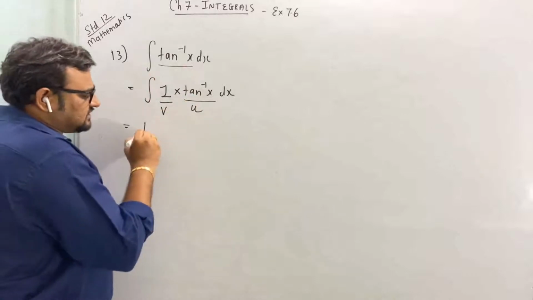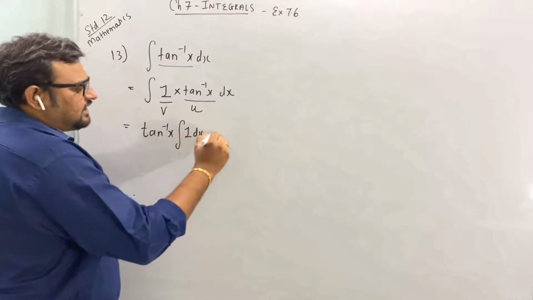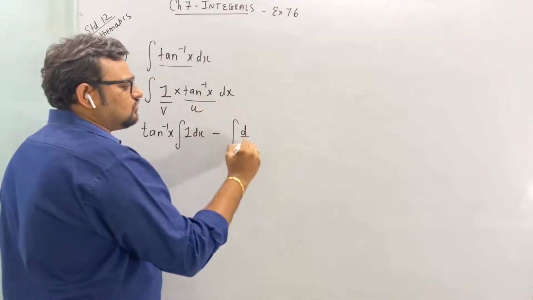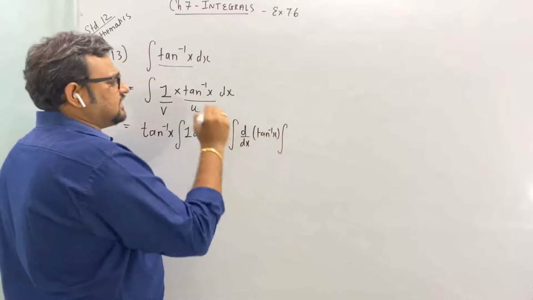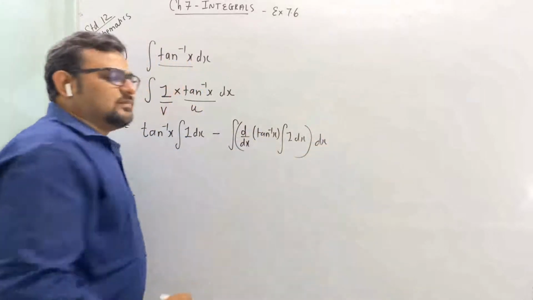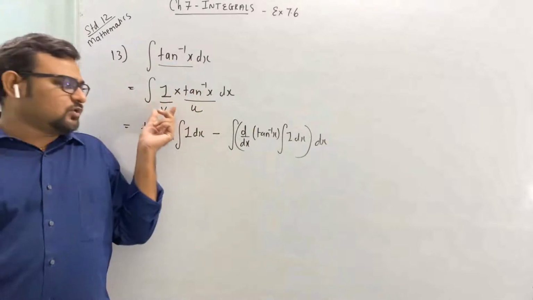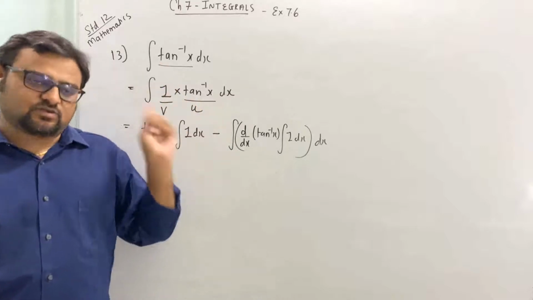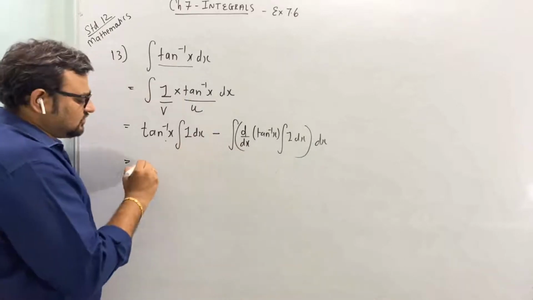So u as it is, integration of 1 dx minus integration of derivative of u into integration of 1 dx whole dx. Sometimes students make a mistake. After taking this, they take 1 as u by mistake. Then again the problem will be the same. Here it will be tan inverse x, if you are considering this as v. So remember about that. Okay. So now tan inverse x as it is. What is integration of 1? x.